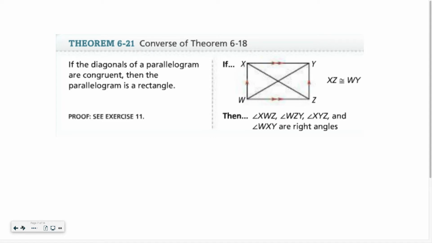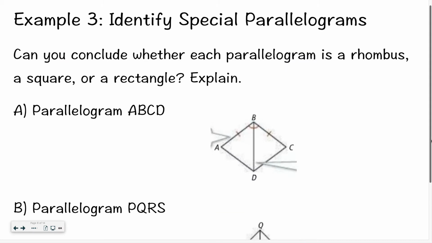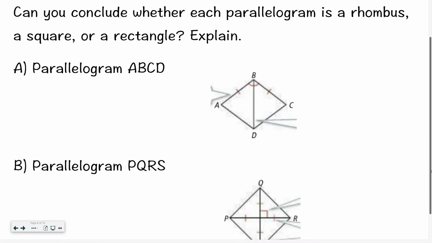So theorem 621 is the converse of theorem 618 from yesterday. In this one, we're saying if the diagonals of a parallelogram are congruent, then the parallelogram is a rectangle. Okay, so kind of what I just explained. Then example 3, can we conclude whether each parallelogram is a rhombus, square, or rectangle?